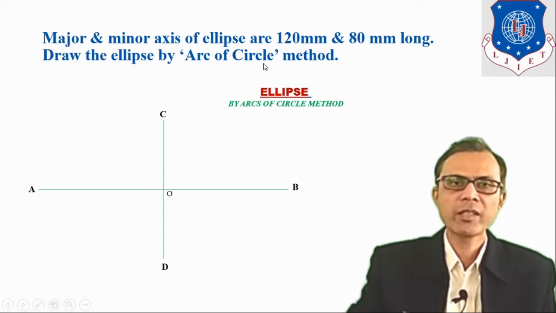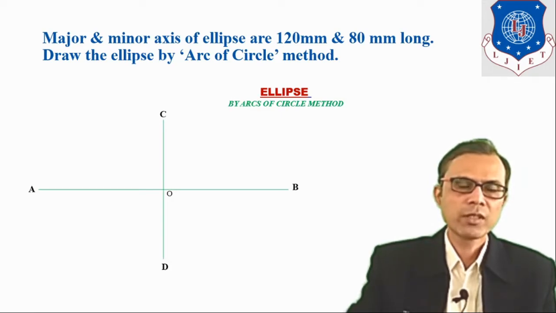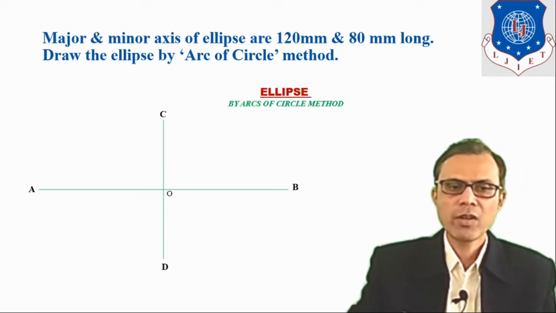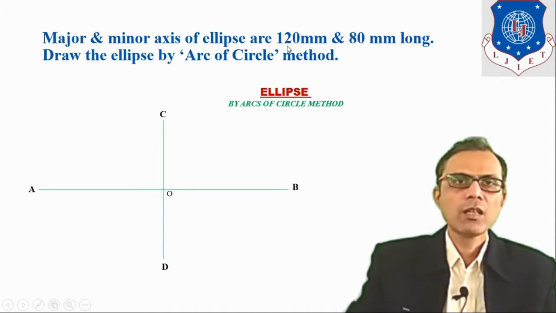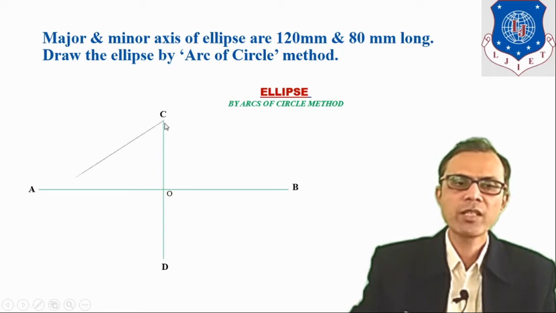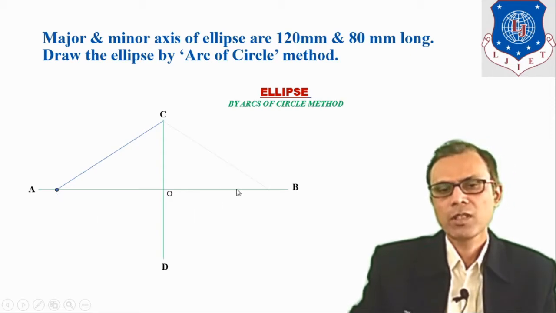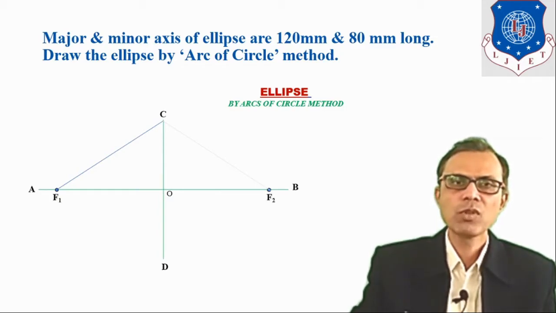Now for the arc of circle method, it is necessary to locate the focus points. We know that CF1 is equal to CF2, that is equal to half of the major axis. So we take the compass size equal to half of 120 mm, that is 60 mm. Keep C as the center point and draw an arc. Here we get one intersecting point, that is focus F1. Here also draw the intersecting arc, giving another focus. So F1 and F2 are the two focus points.